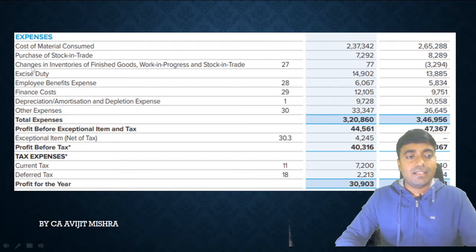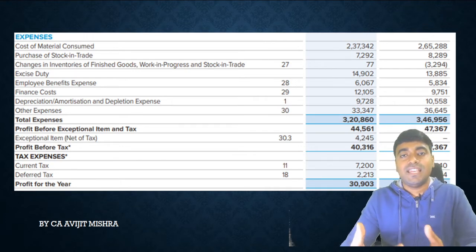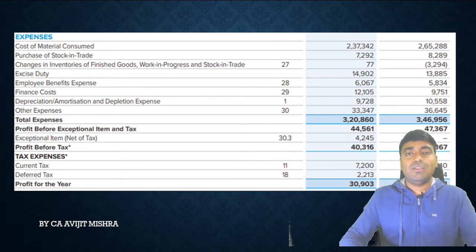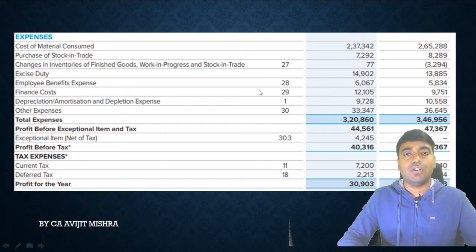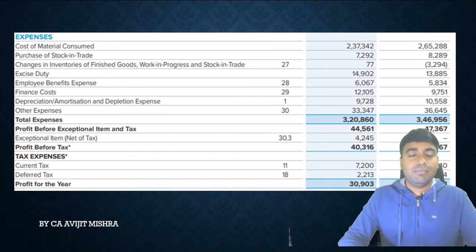Here, all these components will come: change in the inventory of finished goods, work in progress, stock in trade. So the change in the value of inventory, stock in transit, finished goods, work in progress is coming here. These three components, the cost of material consumed, purchase of stock in trade, and change in inventory, basically give you the manufacturing cost, or the actual cost. Like if there is a sale of 100 rupees, this cost is coming as 50 rupees. That means I am getting a gross margin of around 50 rupees. So that is basically a common understanding.